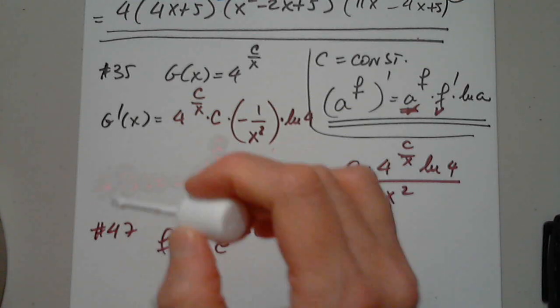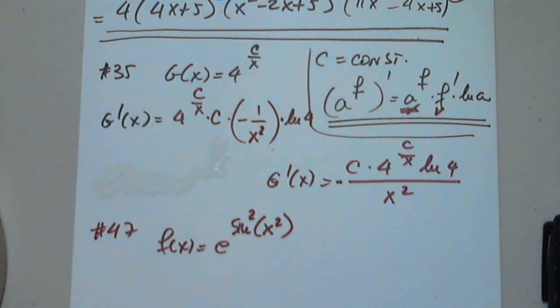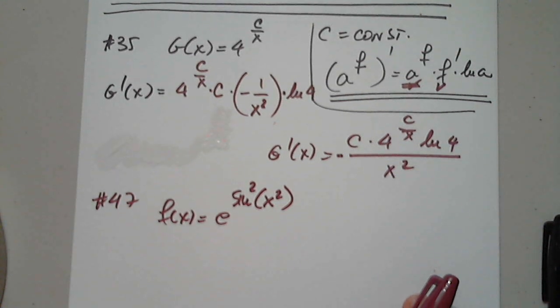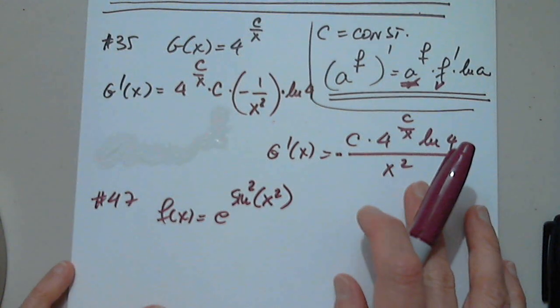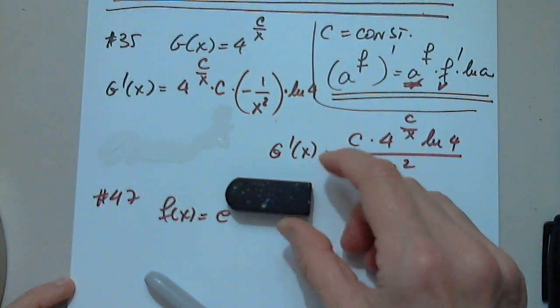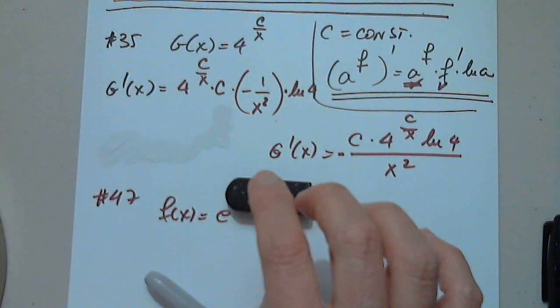Let's identify how many functions we are looking at. How many functions are we looking at? What is the outer function here? E to the power of x. Exactly. The outer function is e to the x.